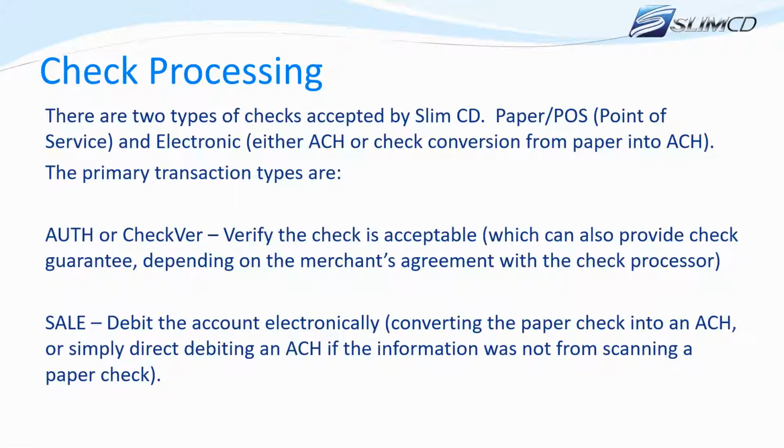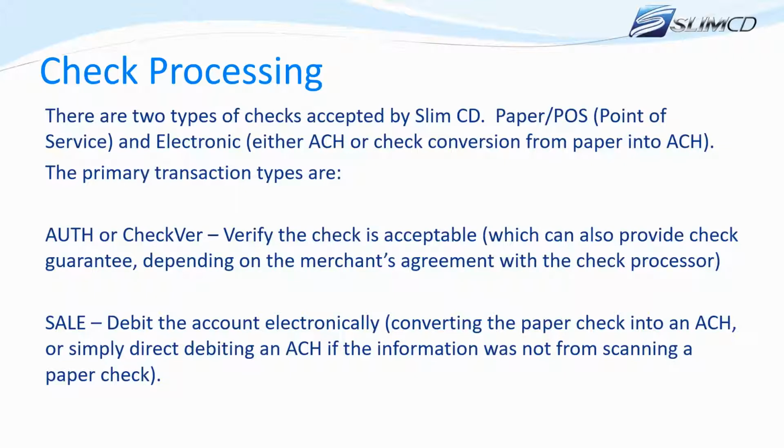Check processing within SlimCD can either be paper checks at a point of sale, actually call it a point of service in the check industry, or electronic ACH or check conversion. Check conversion is when you swipe a paper check through a reader, hand the check back to the consumer, and it turns it to an electronic draft. So we support check conversion, we support ACH, which is commonly known as direct debit, where we're taking money out of someone's checking account, and ACH is really the most popular and growing way to accept checks these days. Signing paper checks and having them verified is diminishing in its volume capacity in the payments world.